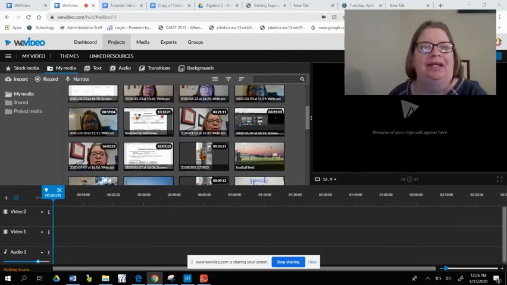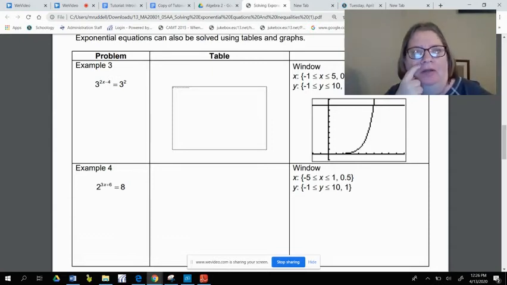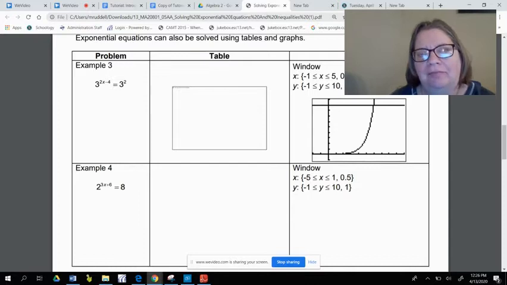Hello, here we are to do the second part of solving exponential equations. We're going to look at graphs and tables and figure out how to find that solution from a graph and table. If you remember, when you graph two things, the solution is where they intersect. So we're going to do that. It's very easy to do with Desmos.